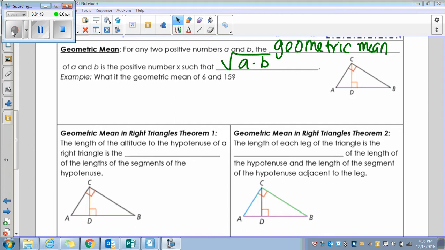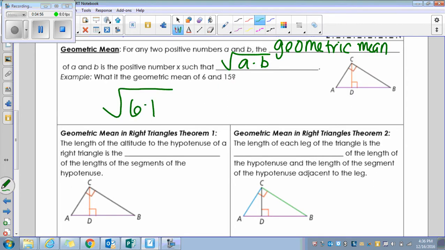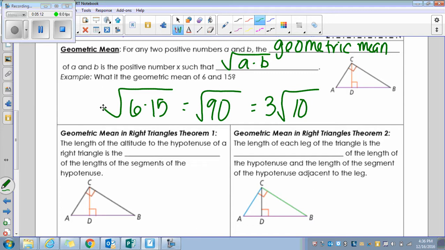So there's your little blurb on what's special about the geometric mean. So let's do an example. In number 1, what is the geometric mean of 6 and 15? Well, we take the square root of 6 times 15. 6 times 15 is 90, and that is not a perfect square, but if we really wanted to, we could reduce it down to 3 square roots of 10. So that is my geometric mean of 6 and 15.